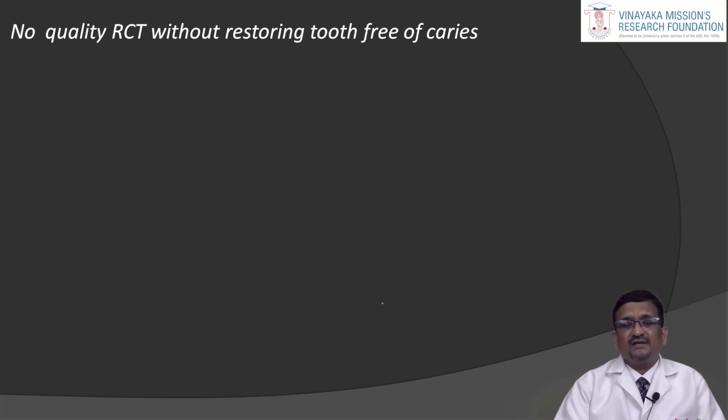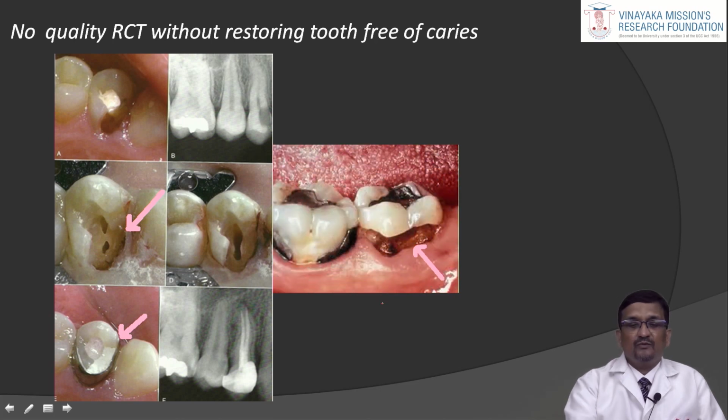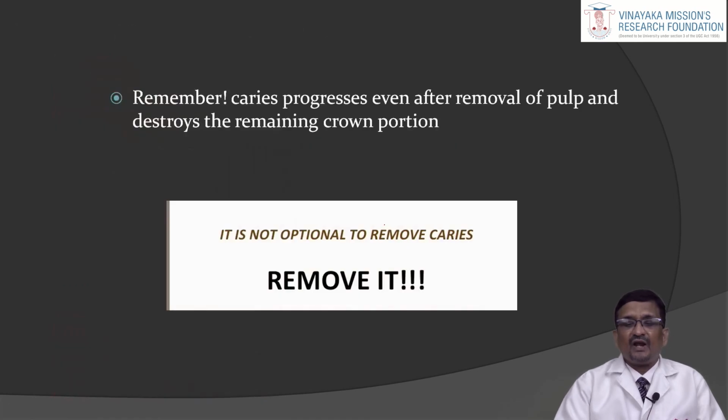Next, no quality RCT can be done without restoring the tooth free of caries. This is my message to you. So you can see in this case how well it is cleaned. Then we build a wall. If you need, you can place a matrix. Then you go ahead with RCT. You don't do it with caries. It is not an option to remove caries, you just remove it.